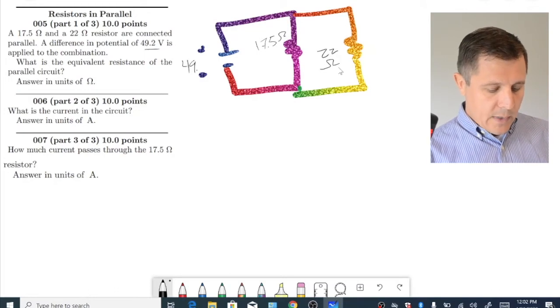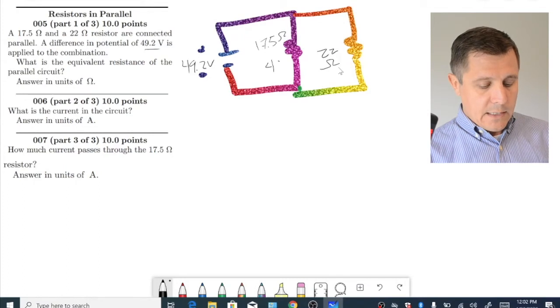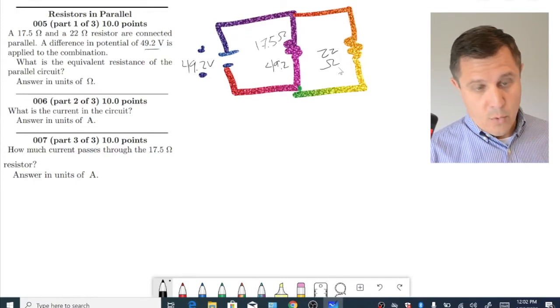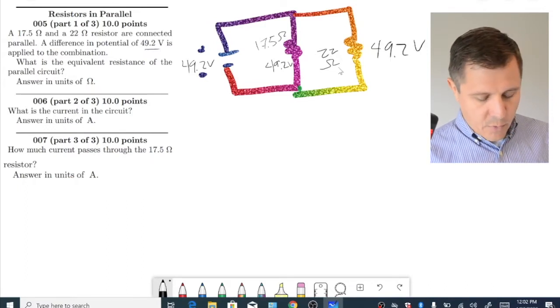Again, we had 49.2 volts as the voltage. So that means at the two resistors, and everywhere else in parallel, it's 49.2 here and 49.2 there.